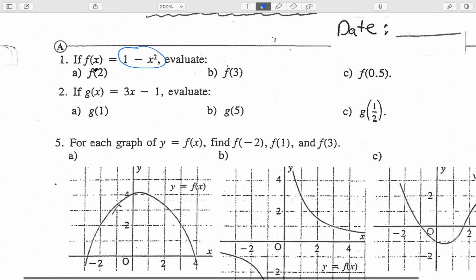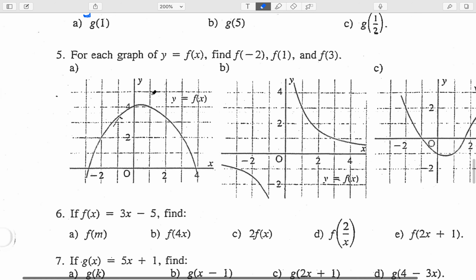Same thing here. Now here, instead of calling it f, now they called it g. Big deal. It's the exact same thing. G is also a function. It's just usually the one right after it, right? It's just a different function. Okay, so g of x. So plug in 1, plug in 5, plug in a half, right? 3 times a half, 3 halves, minus 1. What about here?